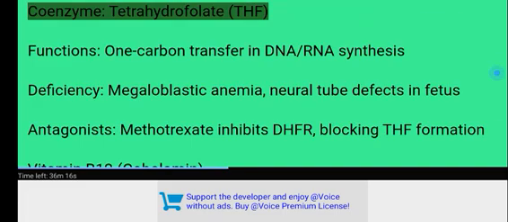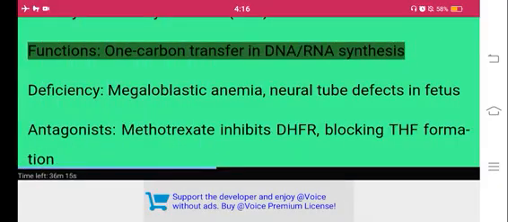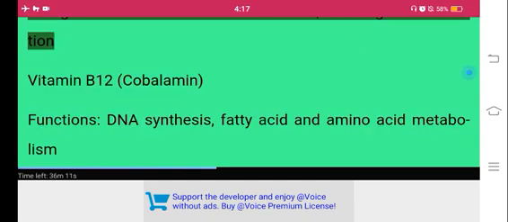Vitamin B9, folate. Coenzyme: tetrahydrofolate, THF. Functions: one-carbon transfer in DNA and RNA synthesis. Deficiency: megaloblastic anemia, neural tube defects in the fetus. Antagonists: methotrexate inhibits DHFR, blocking THF formation.